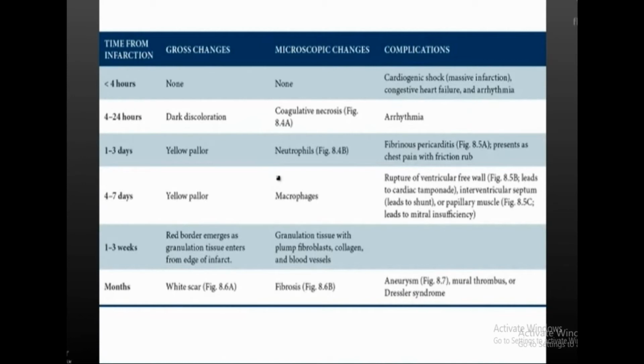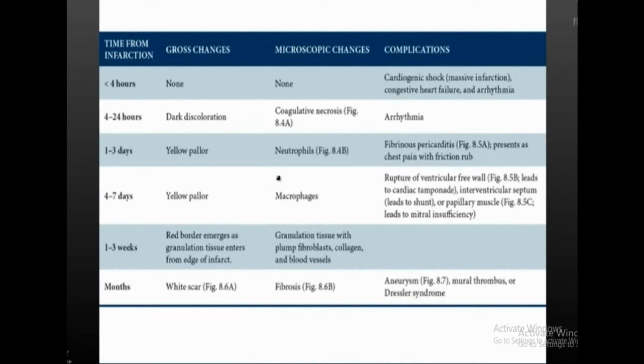This is the granulation tissue with plump fibroblasts, collagen, and blood vessels. Because of the blood vessels, a red border emerges from the edge of the infarction. The granulation tissue with plump fibroblasts, collagen, and blood vessels happens in 1 to 3 weeks. And the final one is the fibrosis.